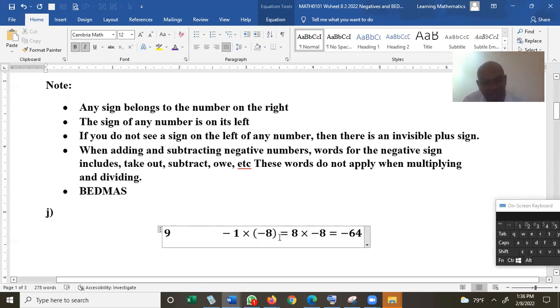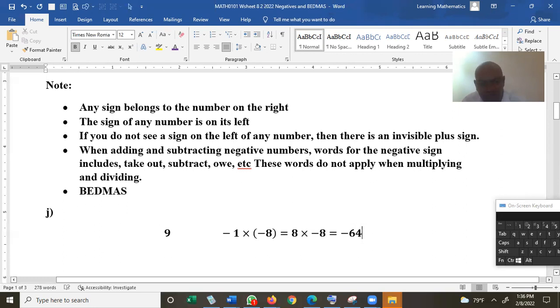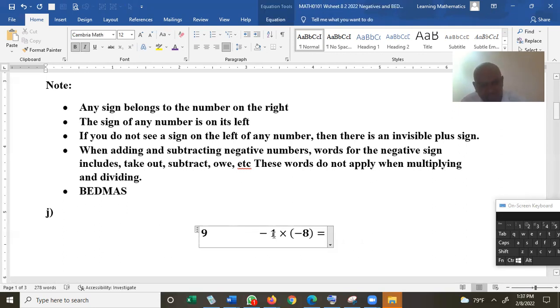So I must do this negative 1 times negative 8 before I do anything with the 9. I must do the multiply before the addition or subtraction. So I could not subtract 9 minus 1. Nope. I have to do the negative 1 times the negative 8 before the subtraction or addition.